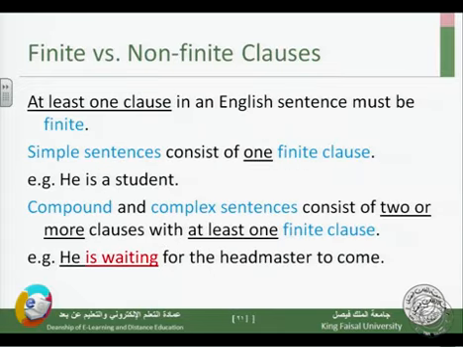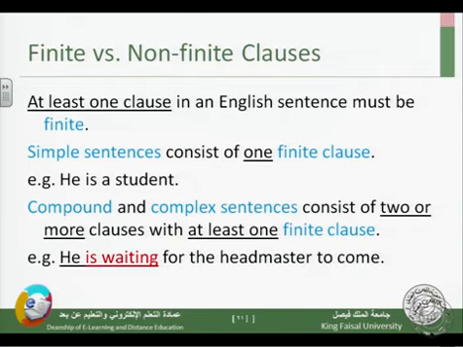At least one clause in an English sentence must be finite. We mentioned this already as well. So one clause must be finite if we want to have a complete sentence. So simple sentences consist of only one finite clause. So for example, he is a student, is a finite verb, okay, and we only have one clause, so this is a simple sentence. So one clause, one finite clause with one finite verb, this is a simple sentence.